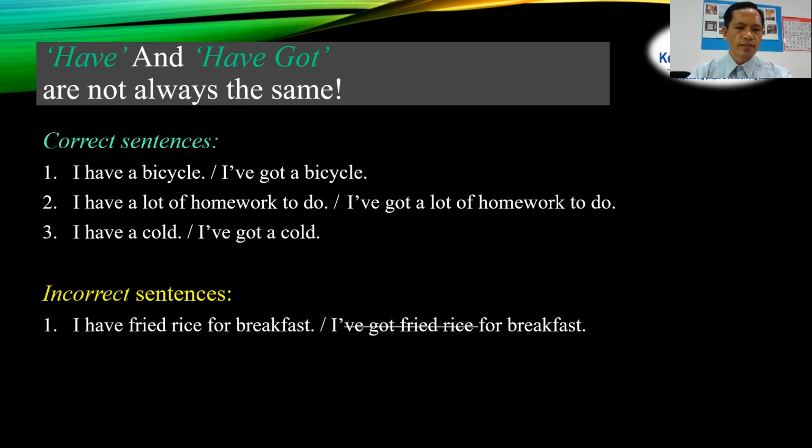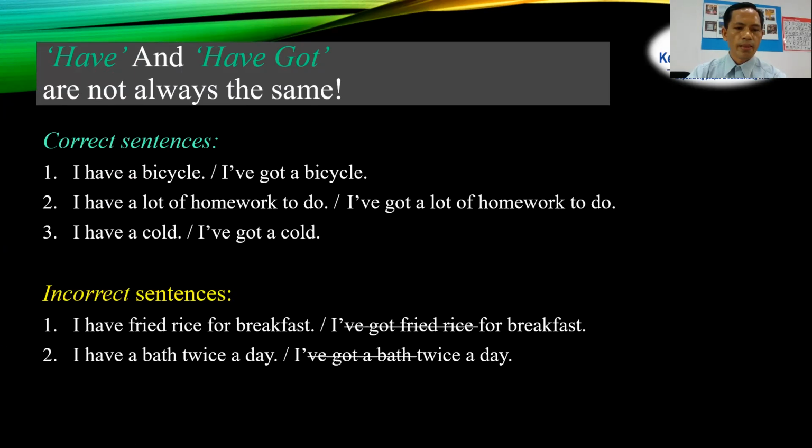These are incorrect sentences. I have fried rice for breakfast, but we cannot replace have here with have got. This is about eating, so we cannot use have got. I have a bath twice a day, but we cannot say I've got a bath twice a day. So again, for possession, activity, illness, sickness, both of them can be used. But for eating and taking a bath, we cannot use have got in this sense. The meaning may change.